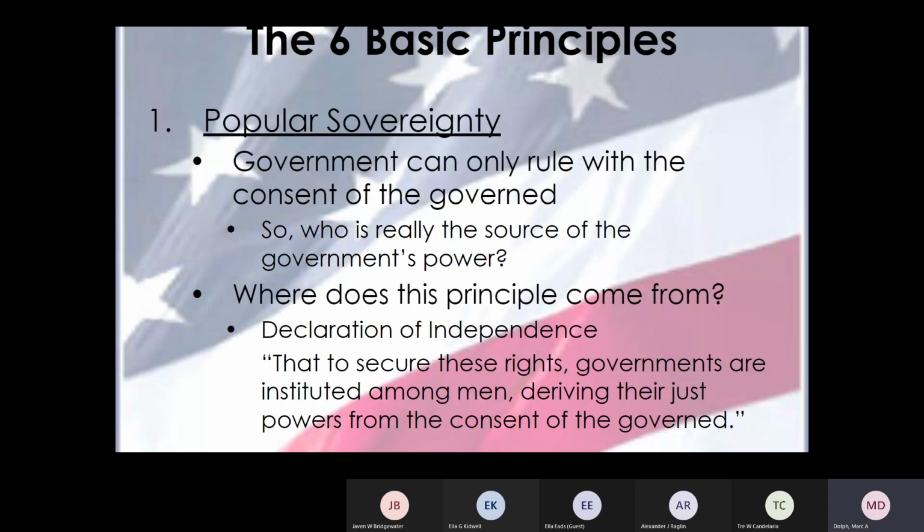Where does this principle come from? Well, it comes from the Declaration of Independence. It says there, to secure these rights, governments are instituted among men, deriving their just powers from the consent of the governed. Why do you think this is something that they wanted to throw in the Constitution? Why does the consent of the governed matter?